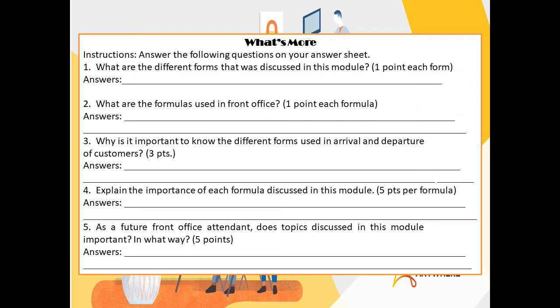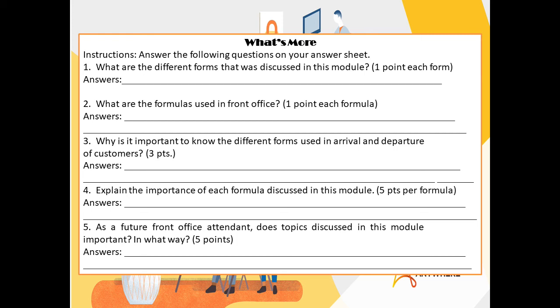Okay class, what's more? Here are the instructions. Answer the following questions on your answer sheet. Question number 1. What are the different forms that were discussed in this module? 1 point each form. Question number 2. What are the formulas used in front office? 1 point each formula.